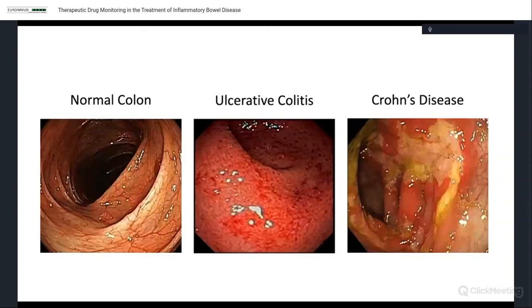And the other feature of Crohn's disease demonstrated by this picture is how deep and penetrating the inflammation can be, which we call transmural or through the wall in Crohn's disease. And this can result in complications like perforation, intra-abdominal abscess, and stricture.